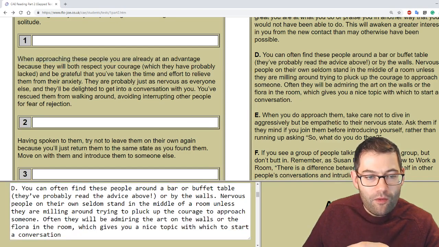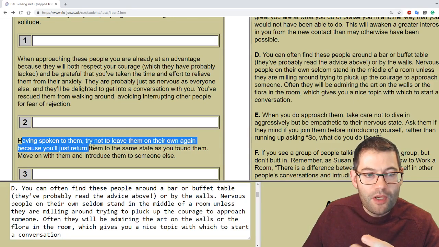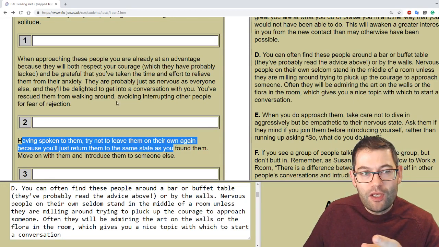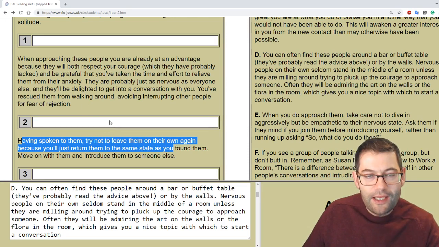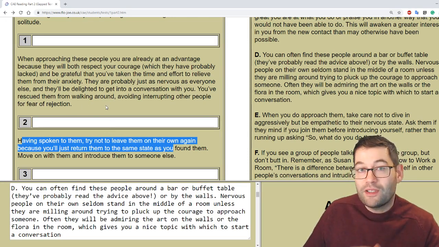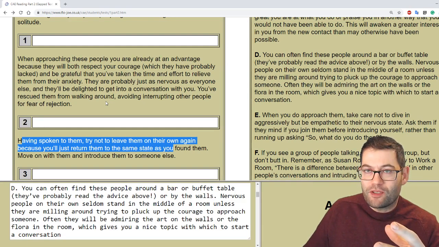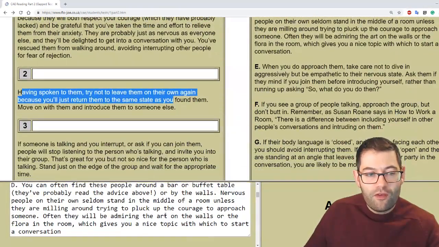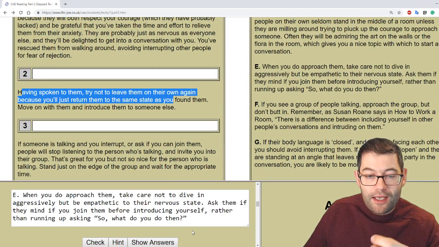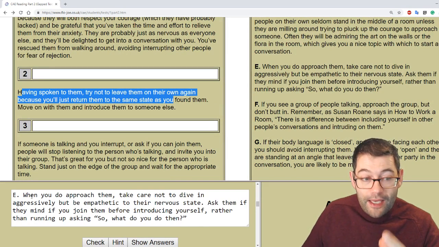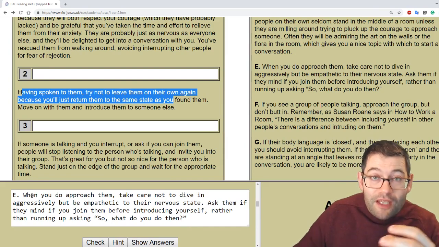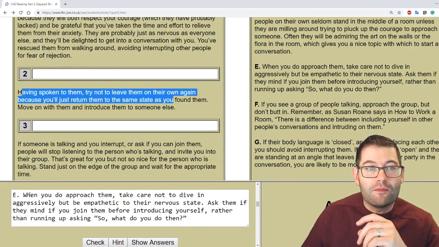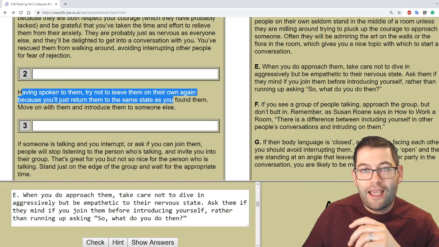And after the gap, we've got the situation where we are now speaking to them. It says here, having spoken to them, try not to leave them on their own again. So we're looking for something to fit contextually between the idea of approaching someone and talking to them. So perhaps we might think about this in terms of the logical order of how the story goes. And indeed, if I scroll on down, we can see that this is what we can see in E. E talks about before you meet them and the process of actually meeting them. So it logically fits in the gap between the two.